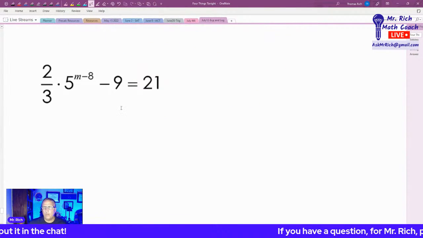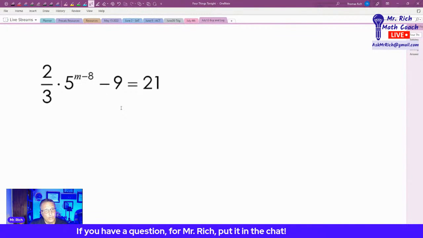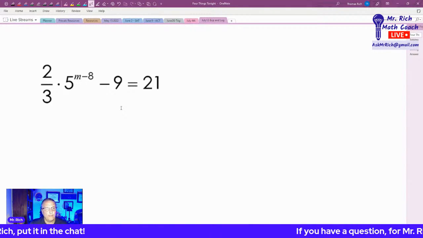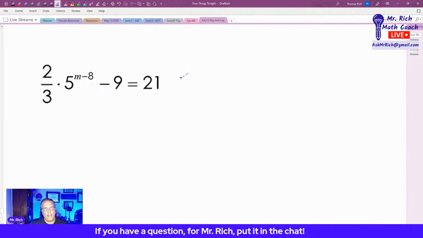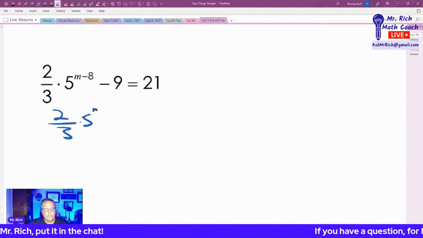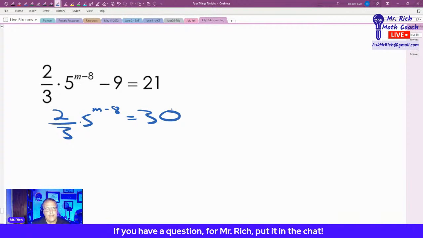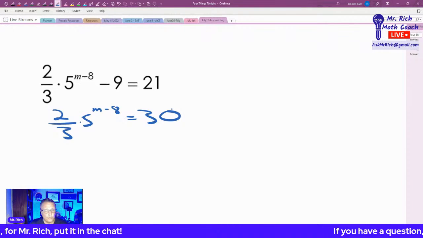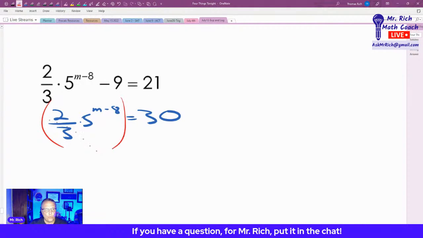All right, this looks like a beauty. This is an exponential equation, so that means I'm going to be using logarithms to release my variable from the exponent. So I'm going to have to get rid of the 9 first with this negative 9. So I'm going to add 9 on both sides. I'm going to show all of my steps here. So that's 2/3 times 5 to the m minus 8 equals 30. After I add 9 on both sides, I'm now going to multiply by the reciprocal of that coefficient 2/3. I will multiply both sides here by 3/2.